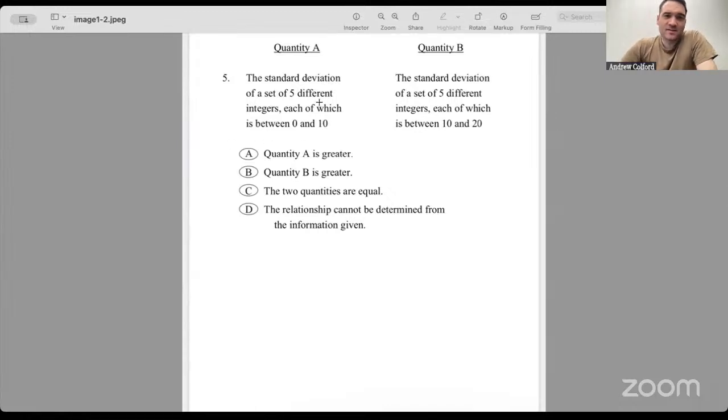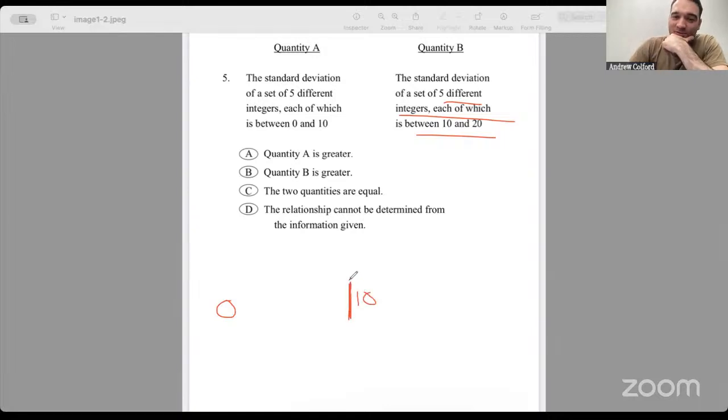So the standard deviation of a set of 5 different integers, each of which is between 0 and 10, and the standard deviation of a set of 5 different integers, each of which is between 10 and 20. So between 0 and 10, it means strictly between, right? So there are not necessarily an infinite number of ways to do this, but many, many different combinations of this.